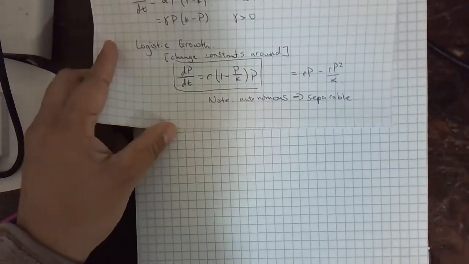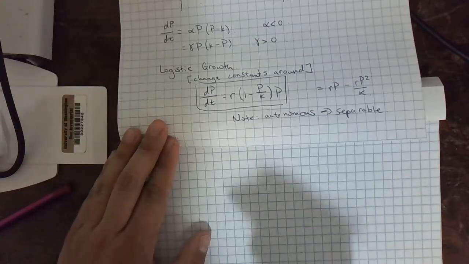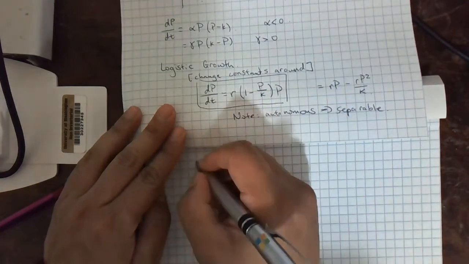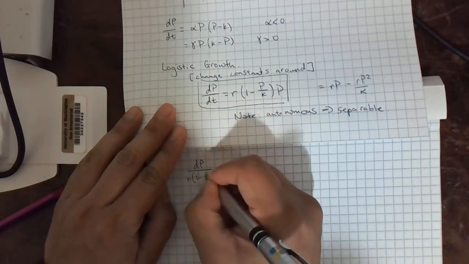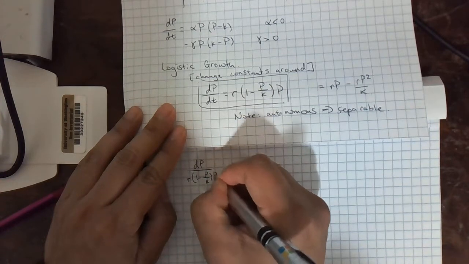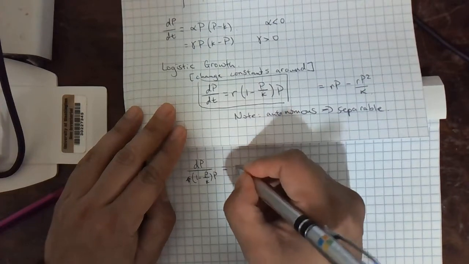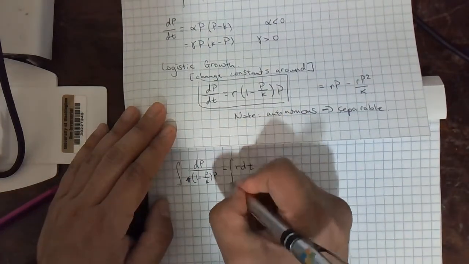So this is actually, we made it a little bit uglier algebraically, right? This is not going to be the best format to integrate, but we can do it. So let's see. Let's separate it. We got dp over r times 1 minus p over k times p. Oh, actually, let's leave the r on the other side. Equals r dt. And now we can integrate both sides.